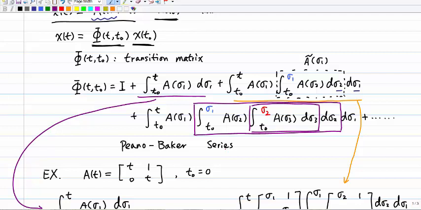So now I'll give you two examples of how we actually compute the integrations. One is the second term and the other is the third term. The first term is the identity, which is pretty easy to know. It's the same size as my A matrix, so if A is 2 by 2, it's 1 0 0 1.